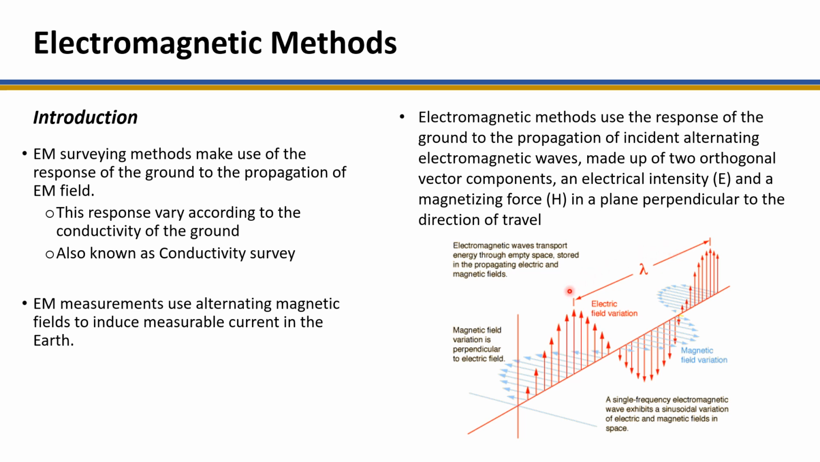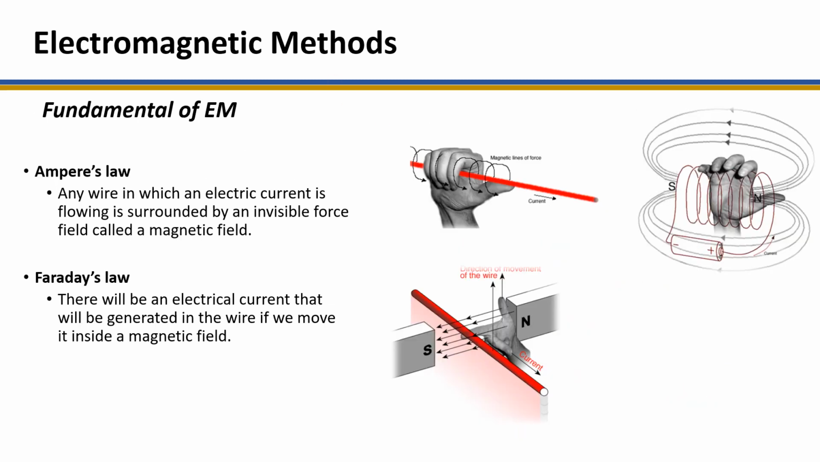The energy of an electromagnetic wave is carried by the electric field and magnetic field, and the energy of a wave is proportional to the square of the amplitudes of the electrical field and the magnetic field. A bit on the fundamentals of electromagnetic fields. Electromagnetic survey methods are based on two fundamental principles, Faraday's law and also Ampere's law.